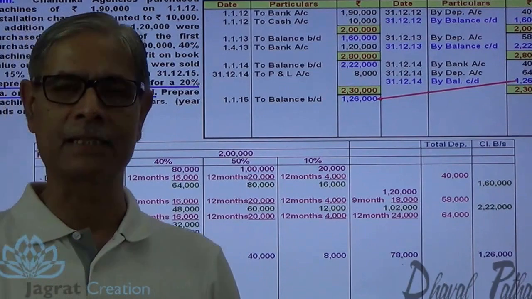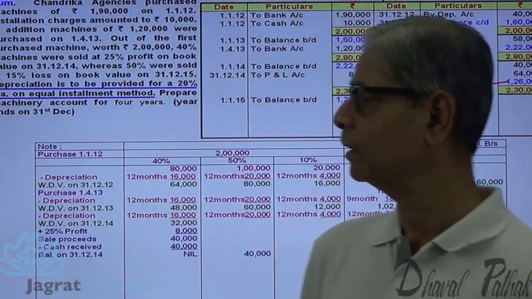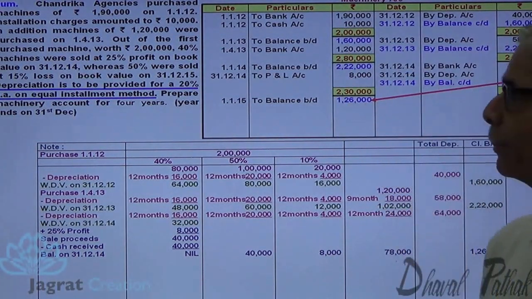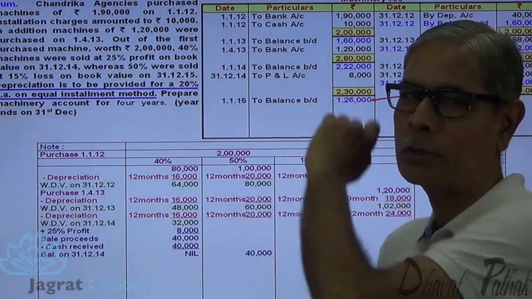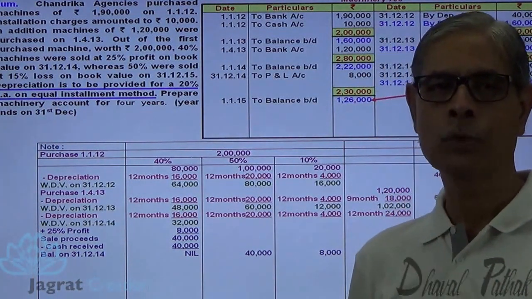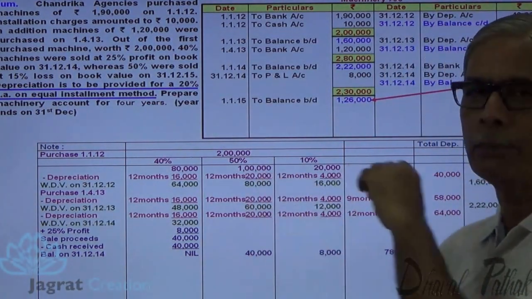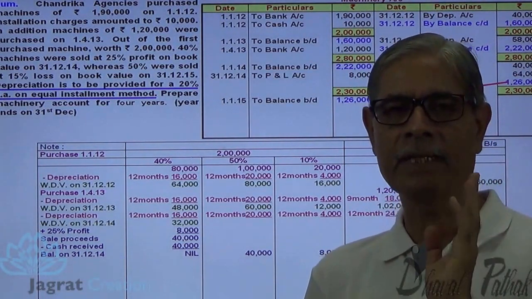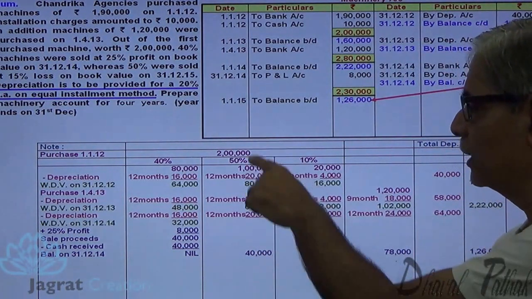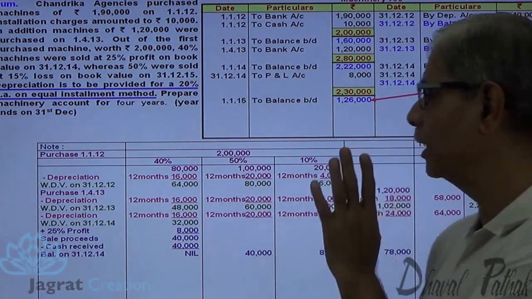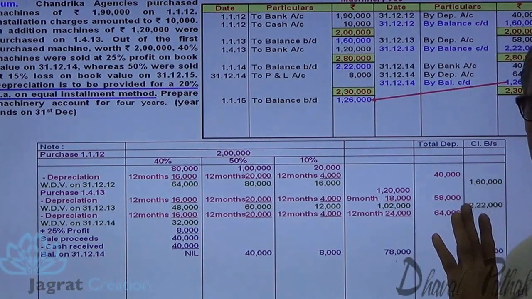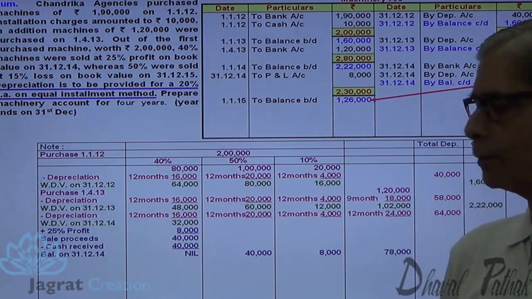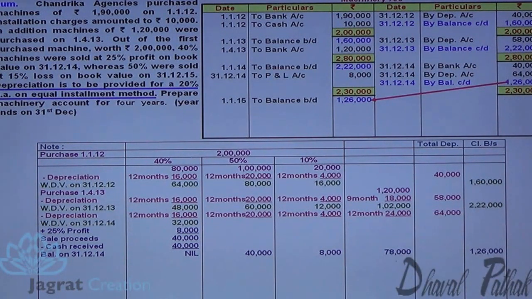Opening balance 1,26,000. Now in the fourth year, this 50% portion is sold. On what date? 31st of December 2015, so the end of the year. We are required to calculate depreciation for the portion sold till the date of sale, and the date of sale and end of the year are the same. So we will provide depreciation on the second machine for the whole year. This machine was used in the business for the whole year, so annual depreciation will be calculated. This is also used for the whole year, so annual depreciation will be calculated.